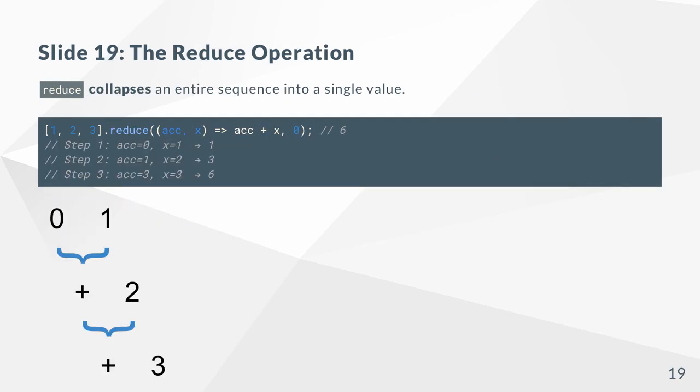Reduce collapses an entire sequence into a single value using an accumulator. The diagram shows how it works. The accumulator starts at the initial value, here 0. At each step, the combining function receives the current accumulator and the next element and returns the new accumulator. For the array 1, 2, 3 with addition, the accumulator starts at 0. Plus 1 gives 1, plus 2 gives 3, plus 3 gives 6. The result is 6, the sum of all elements.